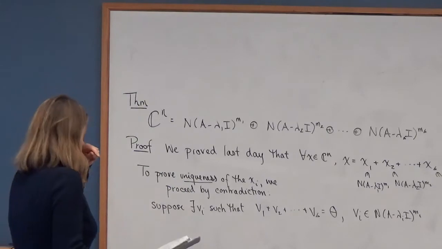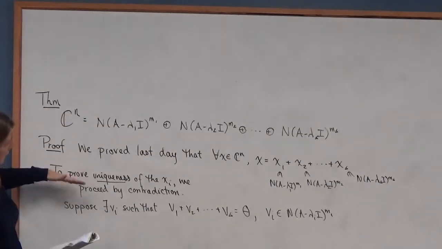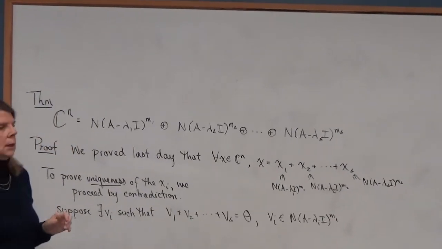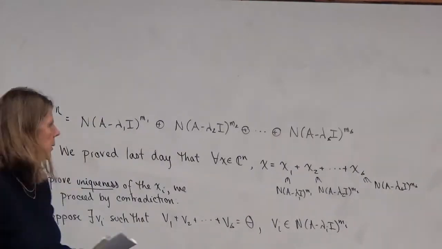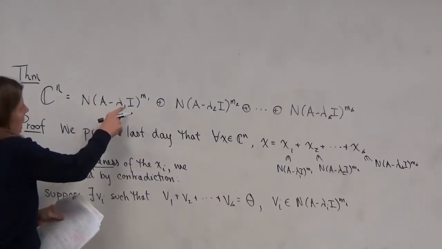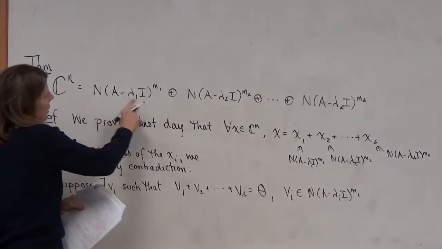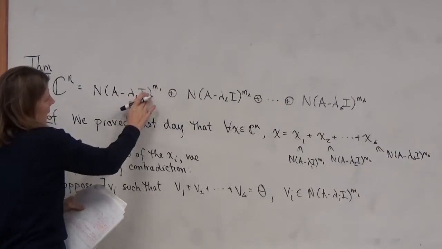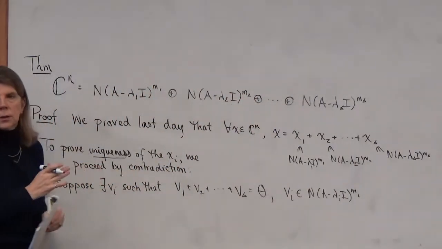Okay, so let's go back to where we were. We finished last day right in the last part of this proof, and we were recalling our diagonalization, and we were recalling that when there were n linearly independent eigenvectors, then we decomposed Cn into the direct sum of the null space of A minus lambda 1I. We didn't need these multiplicities that came from the minimum polynomial.